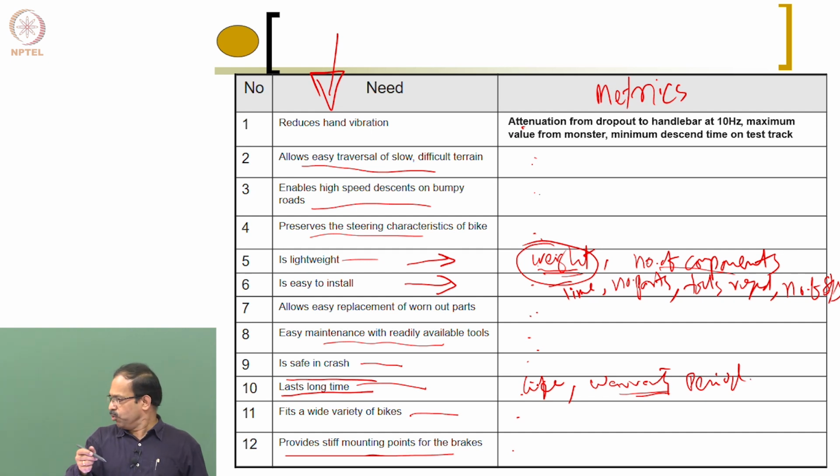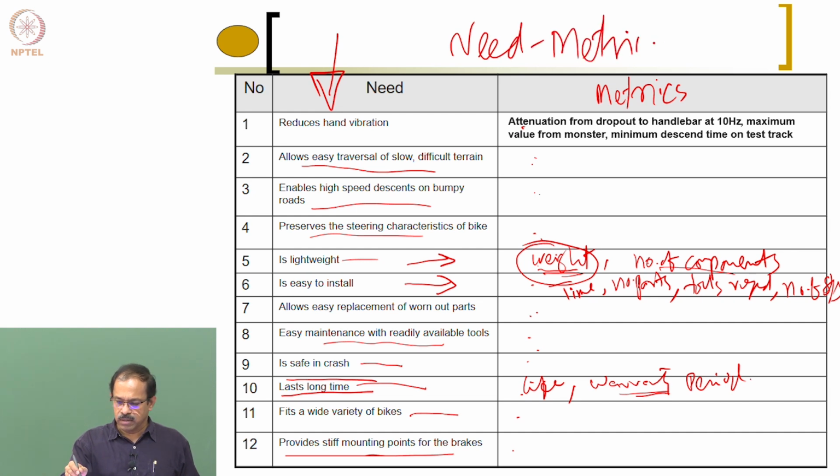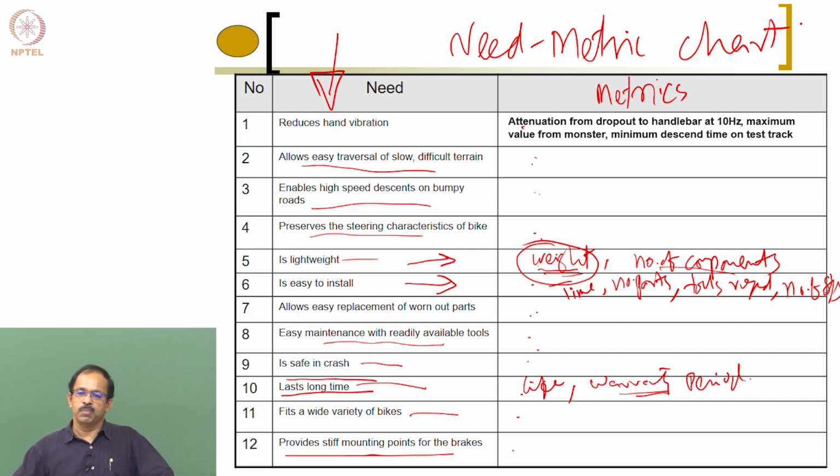So what we are trying to do is have a need metric chart. This is what you will be doing in the next class. You have identified the needs. Now you need to see how you convert these needs into metrics. That is the first step. So can you tell any metric for any of these?